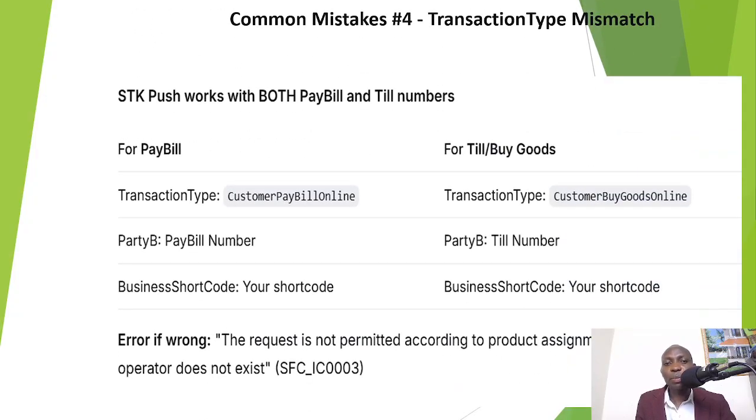Transaction type mismatch. I explained to you that STK Push works with both paybill and till number. For paybill, I told you the transaction type is CustomerPayBillOnline. Therefore, in PartyB, ensure that you put the paybill number, not the till number. For transaction type CustomerBuyGoodsOnline, as I told you, ensure that in PartyB, you put the till number. Business shortcode is your shortcode. If wrong, this is the error you will get: the request is not permitted according to product assignment, or the operator does not exist.